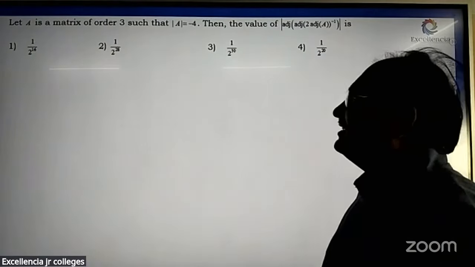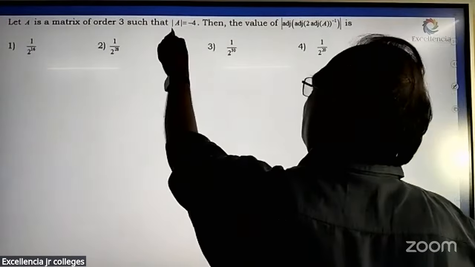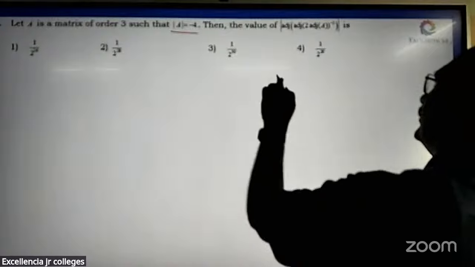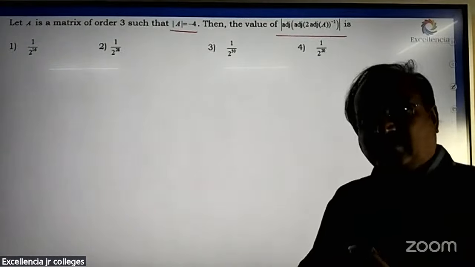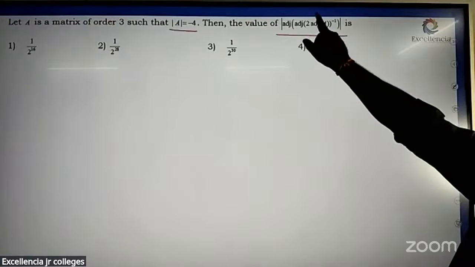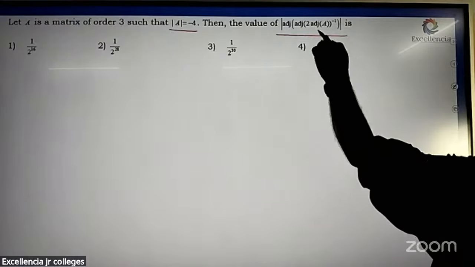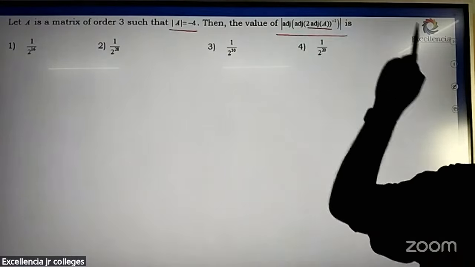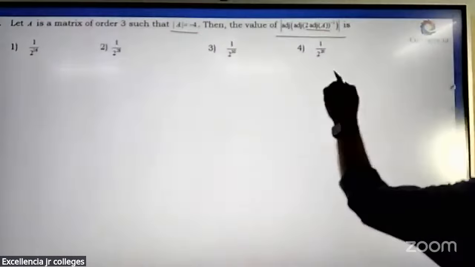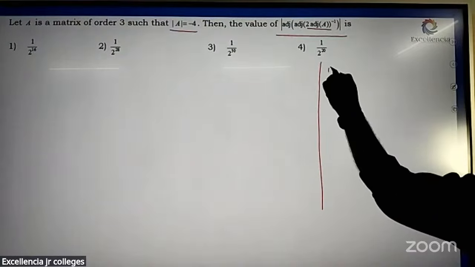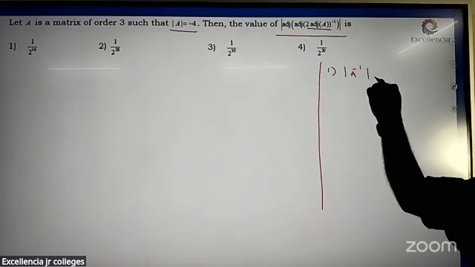Next question is A is a matrix of order 3 such that determinant of A is equal to minus 4. Then the value of determinant of this is asked. Determinant of adjoint of 2 into adjoint A whole inverse. Here we have to remember one thing, and some formulas we have to remember. That is what? Det of A inverse is equal to 1 by det A.